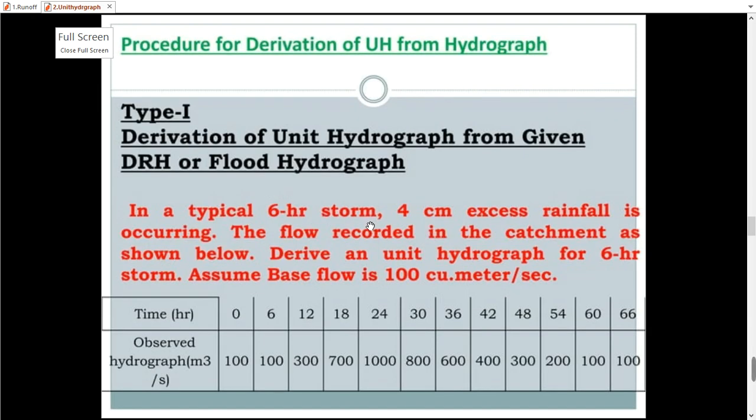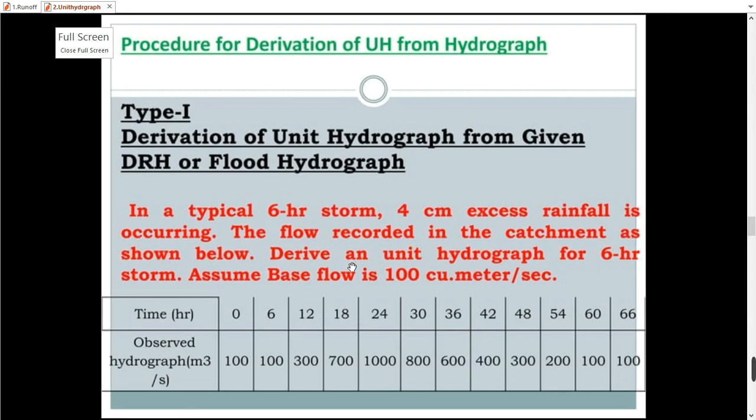Right? These are some graphs. This is a calculation part, you can understand. Derivation of the unit hydrograph from a given DRH of a flood hydrograph. In a typical 6-hour storm, 4 centimeter excess rainfall is occurring. The flow recorded in the catchment is shown below. Derive the unit hydrograph for a 6-hour storm. Assume base flow is 100 cubic meters.